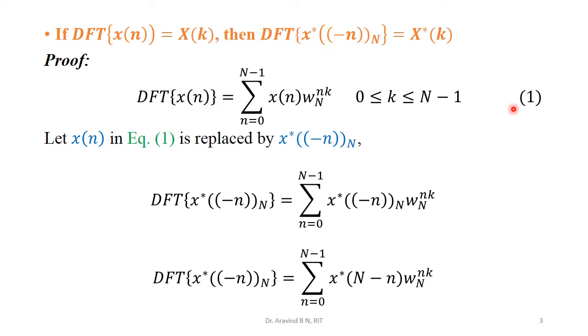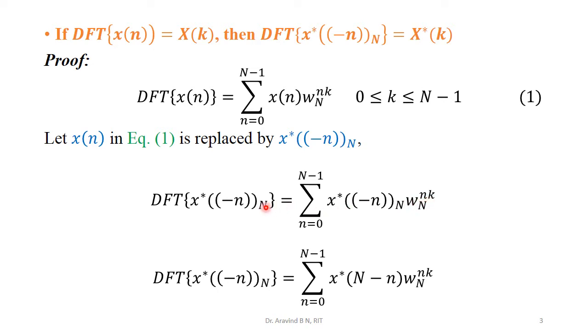Let us call this expression 1, and in this expression 1, in place of x of n on both sides, let us make a substitution of x conjugate of minus n with respect to n. So that is what is being represented over here. Making this substitution, we get on the left hand side DFT of x conjugate of minus n with respect to n will be equal to summation n is equal to 0 to N minus 1 x conjugate of minus n with respect to n omega N nk.